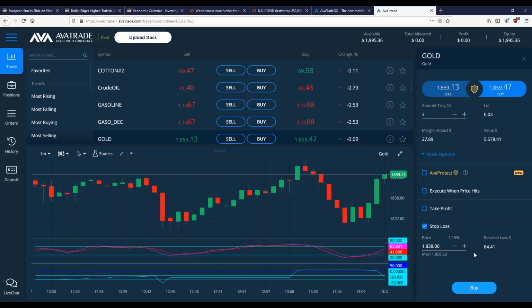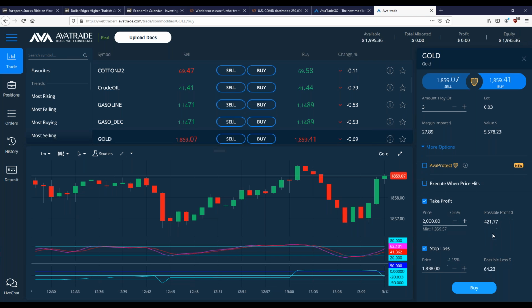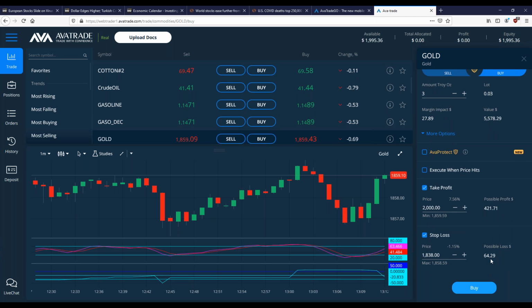Okay, so that's how the stop loss works. Same with the take profit. If I say, okay, I want to take profit at 2,000, great. With that trade size, I make 421 or so. I'm only risking 64. So I say, wow, I could try this 3 times? If I'm right once, I make an overall profit. So maybe you like that risk reward and you take the trade.